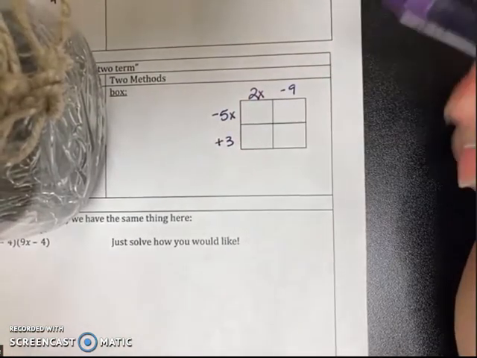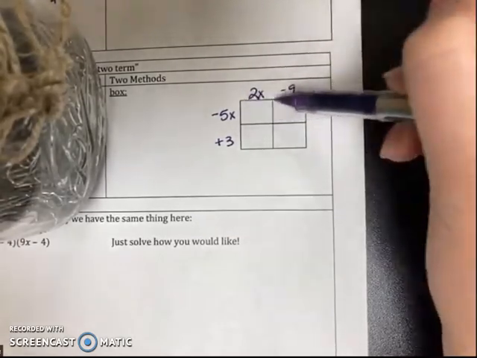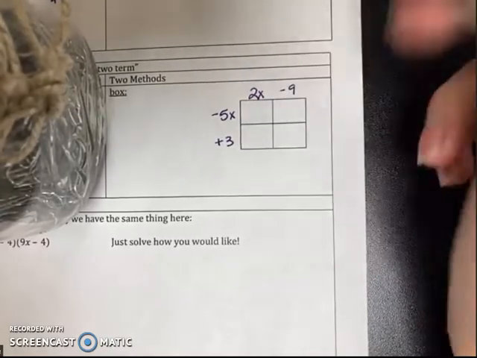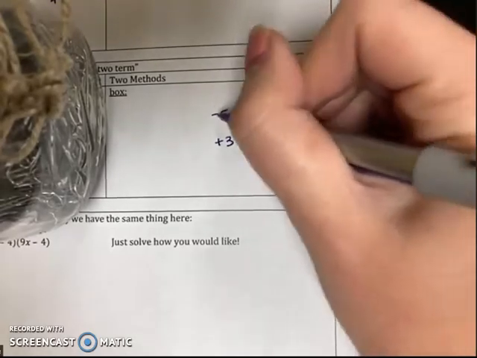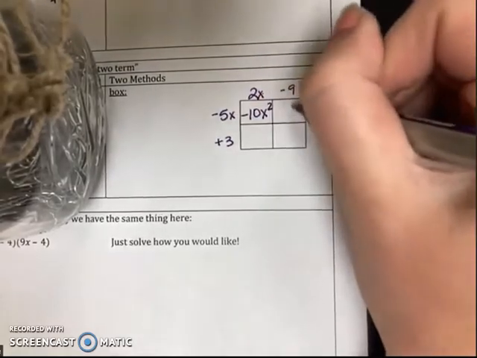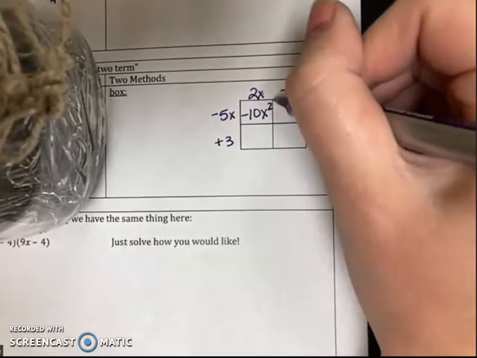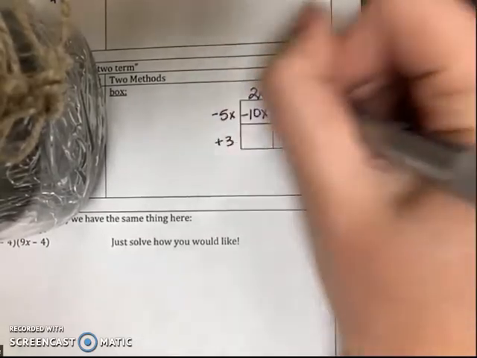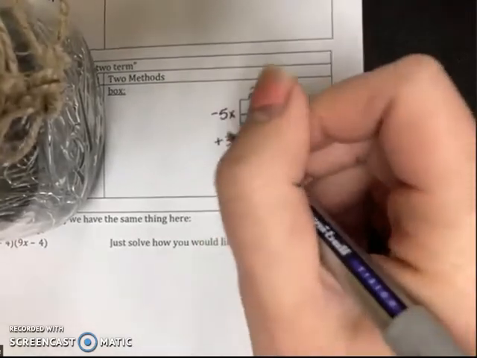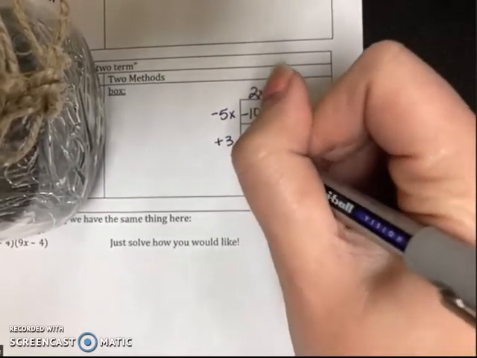All right, to fill in the boxes, we would have to multiply the term above and to the left. So in this box, we have 2x and negative 5x. If I multiply those together, 2 times negative 5 is negative 10. x times x is x squared. In the second box, I have negative 9 on top, and once again, negative 5x on the left-hand side. Multiply those together, I get a positive 45x.